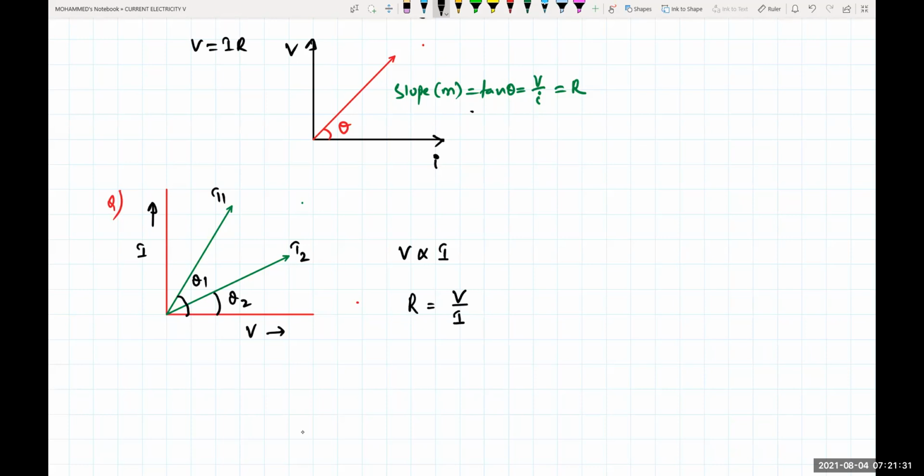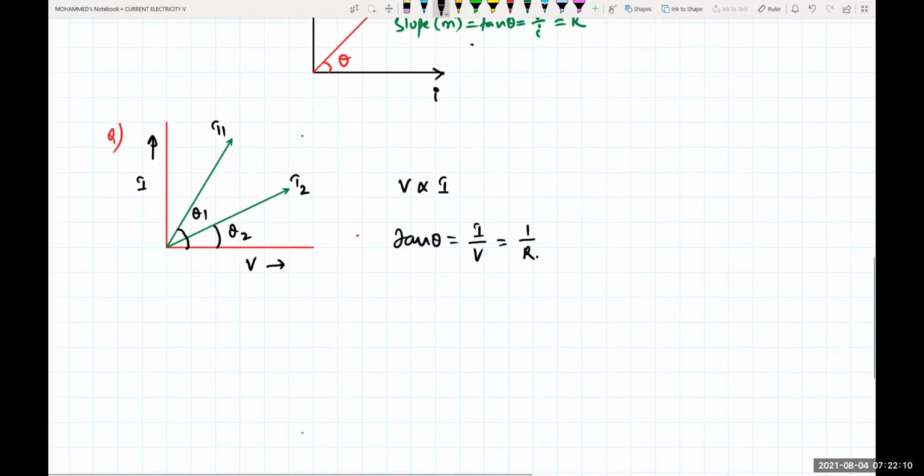So I by V... What will be the slope here? Can you tell me? If I'm taking this one right now, slope will be equal to tan theta is equal to I by V. So I by V means 1 by R. Is it clear? So I can say that the IV graph slope is nothing but the reciprocal of resistance. Clear for everyone?